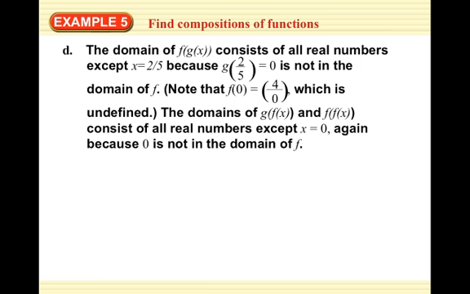Okay, for part D, we're going to find the domains. The domain of f of g of x consists of all real numbers except x equals 2/5, because g of 2/5 equals 0 is not in the domain of f. Note that f of 0 equals 4/0, which is undefined. The domains of g of f of x and f of f of x consist of all real numbers except x equals 0, again because 0 is not in the domain of f.